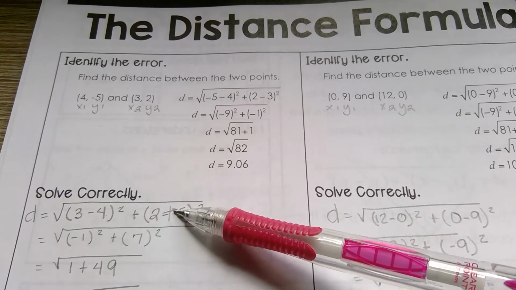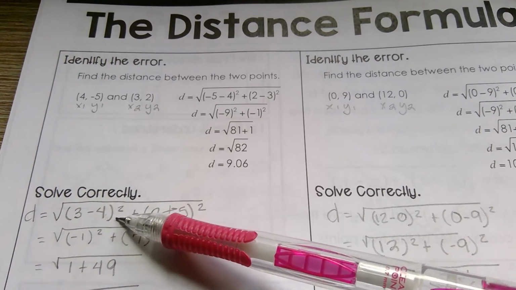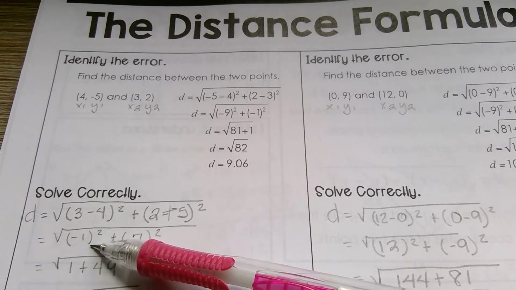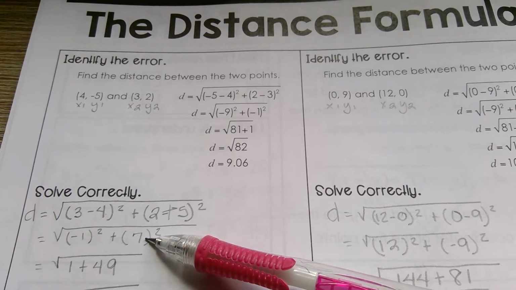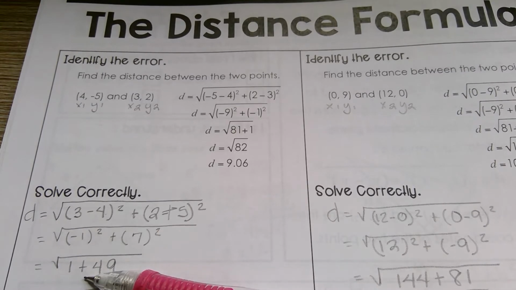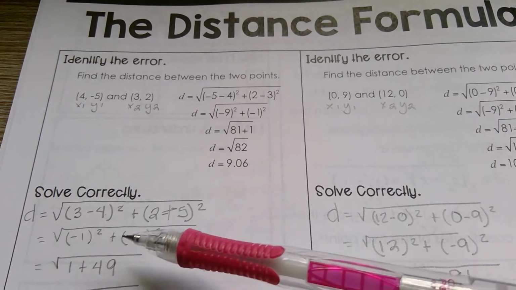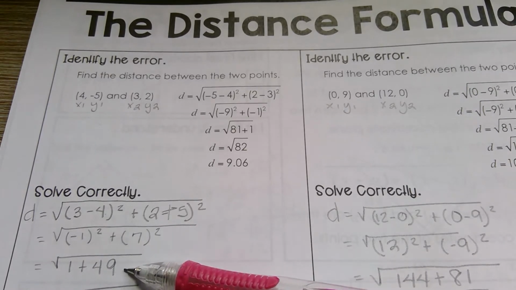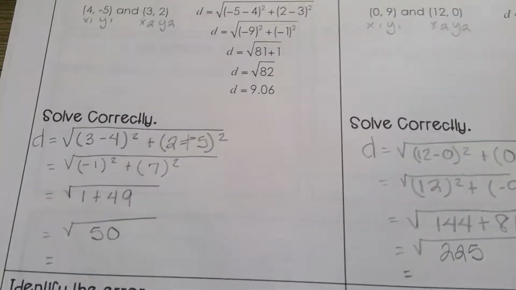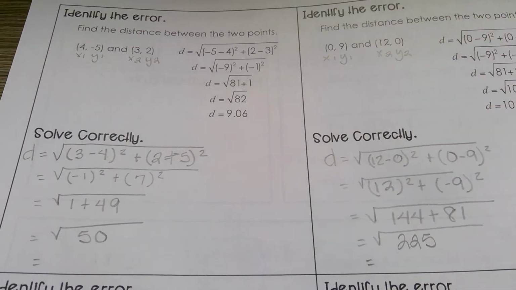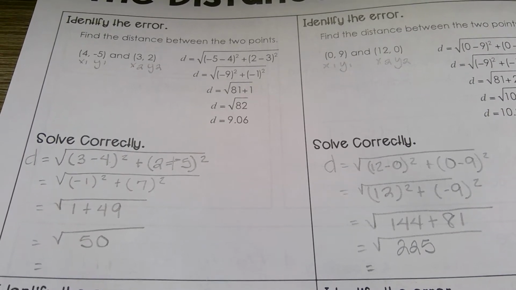And when you subtract a negative, you actually end up adding. So 3 minus 4 is negative 1 squared, and 2 plus 5 is 7 squared. So we have 1 squared is 1 times negative 1 is positive 1, and 7 squared is 49. So now what we're looking for is the square root of 50. So I left it there.